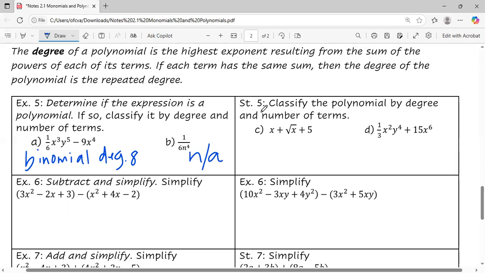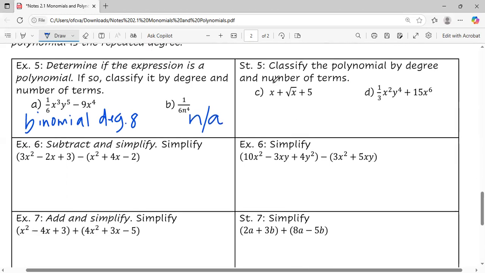So then when you look at C, on the right-hand side, you have x plus square root of x plus 5. And remember, you are checking each term. So x is a monomial, 5 is a monomial, but the square root of x, automatically, you cannot have a variable inside a radical. So this is NA. No classification here.